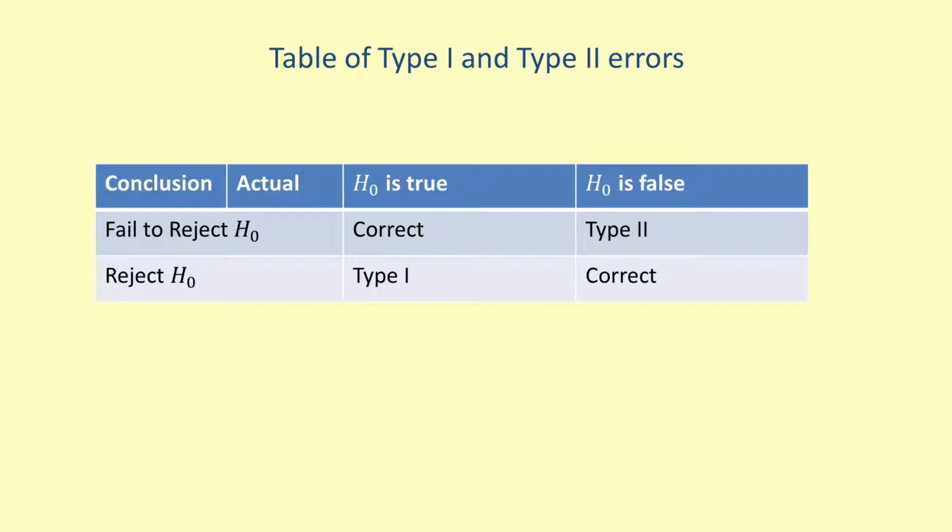This table is useful in determining what a type 1 error and a type 2 error would be. The conclusions are in the left-hand column, and the truth values are on the top row. If you fail to reject a null hypothesis, H subscript 0, that is true, you have made the correct decision. If you reject a null hypothesis that is false, you have also made the correct decision. If you reject a null hypothesis that is true, you have made a type 1 error. If you fail to reject a null hypothesis that is false, you have made a type 2 error.